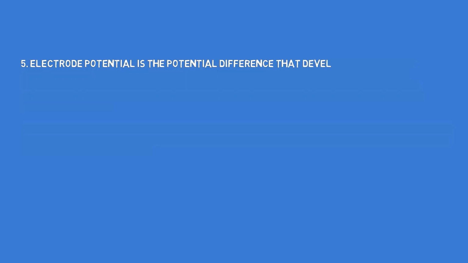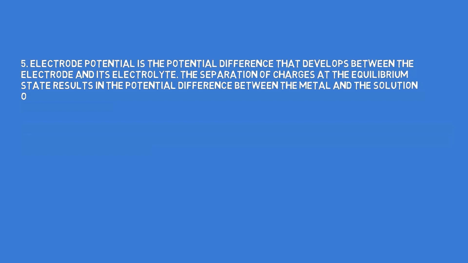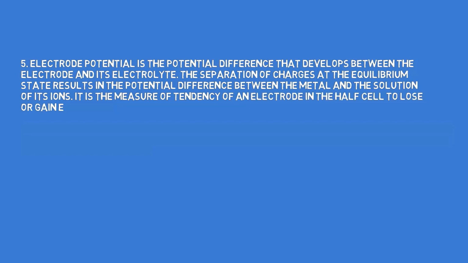Electrode potential is the potential difference that develops between the electrode and its electrolyte. The separation of charges at the equilibrium state results in the potential difference between the metal and the solution of its ions. It is the measure of the tendency of an electrode in the half cell to lose or gain electrons.